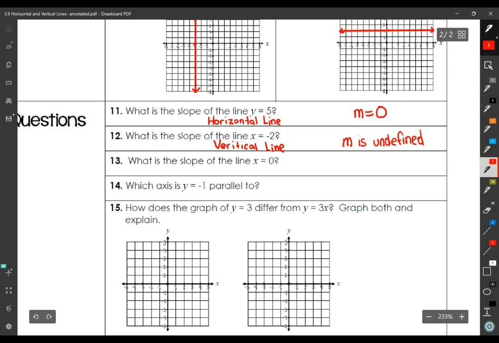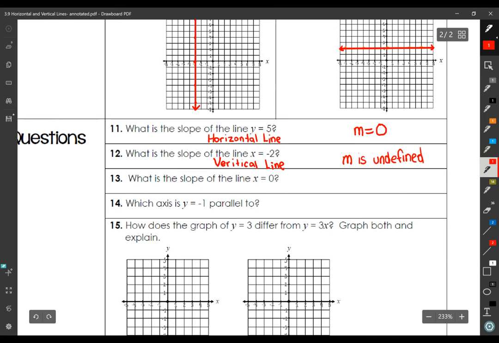Okay, so let's do that again. So 13, what is the slope of the line x equals 0? Well, again, that is the same thing. It's a vertical line, right? So again, slope is undefined. Which axis is y is equal to negative 1 parallel to?